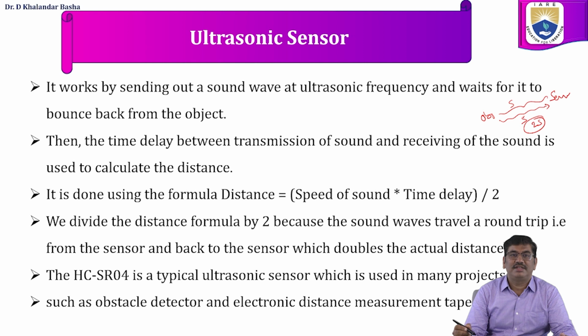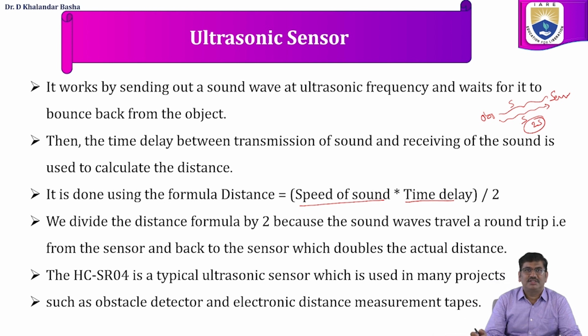The time delay between the transmission of sound and the receiving of the sound is used to calculate the distance. It is done using the formula: distance equals the speed of sound multiplied by the delay for receiving the echo, divided by 2. We divide by 2 because the sound wave travels a round trip, from the sensor and back to the sensor, which doubles the actual distance.